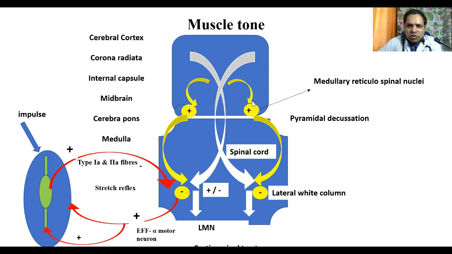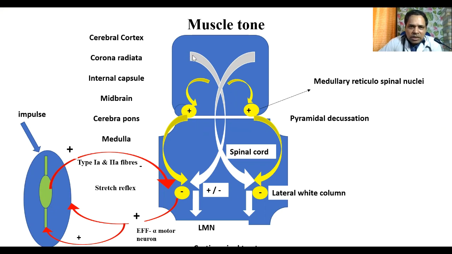Now what you're seeing is called the medullary reticulospinal nuclei. This is what I just mentioned in this slide for the first time. I didn't tell you in detail because it plays an important role in the muscle tone, right? Now we also have one more fiber coming here. Can you see this? From the medullary reticulospinal nuclei, we got one more nerve fiber coming here. Now they are getting fused here at this anterior horn.